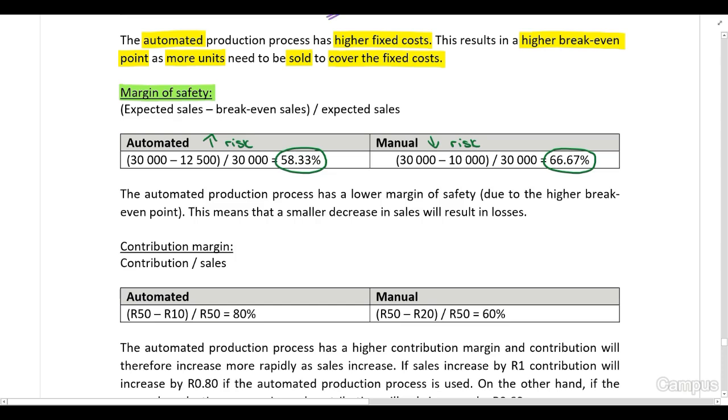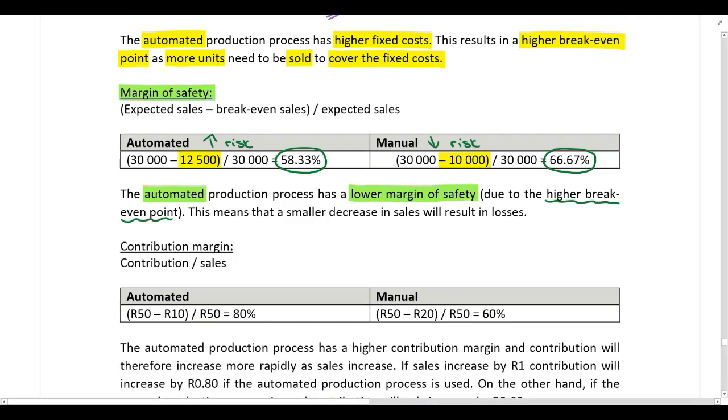So I want you to assume that sales drop by 60%. If sales drop by 60% and the automated production process is used, Freeman will suffer a loss. On the other hand, if sales drop by 60% and the manual production process is used, Freeman will still report a profit. So the automated production process has a lower margin of safety. And the reason why it has a lower margin of safety is because of the higher break-even point. You can see that's the only difference in the calculation above. Everything else is exactly the same.